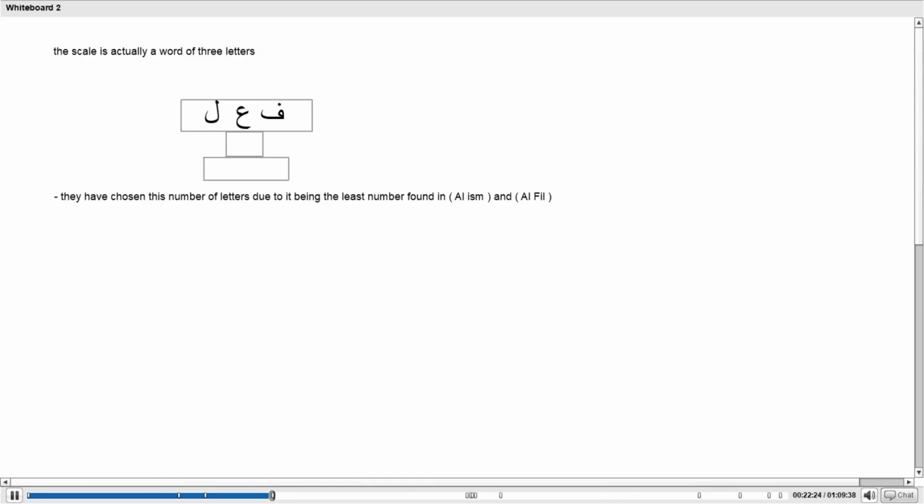Okay, back to our scale. They have chosen this number of letters due to it being the least number found in al-ism or al-fi'l.